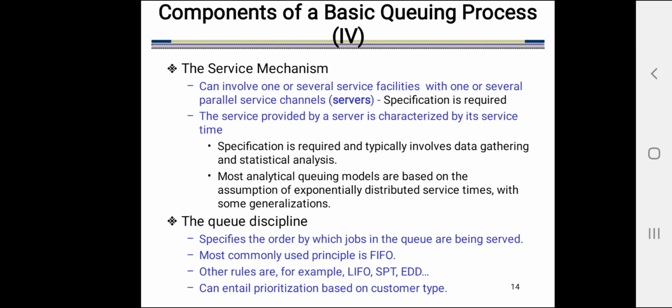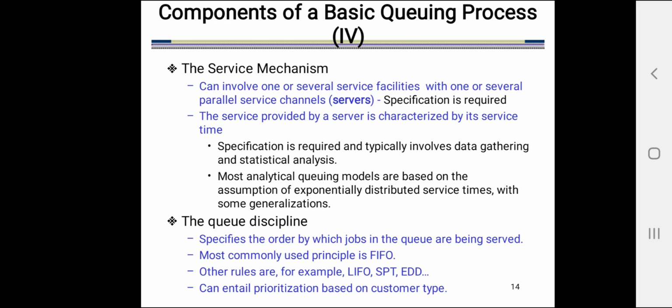Specification is required. The service provided by server is characterized by its service time. Specification is required and typically involves data gathering and statistical analysis. Most analytical queuing models are based on the assumptions of exponentially distributed service times with some generalizations.